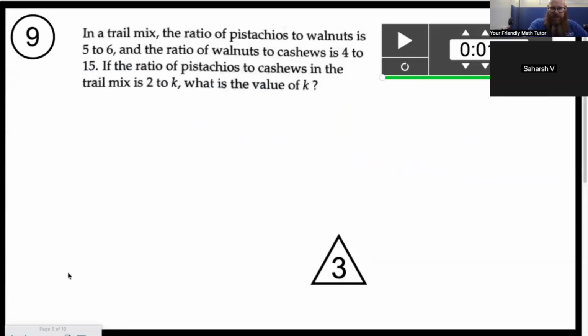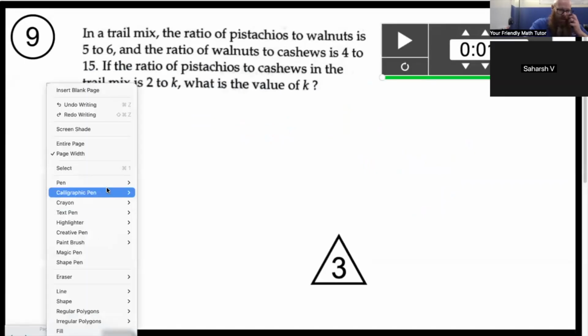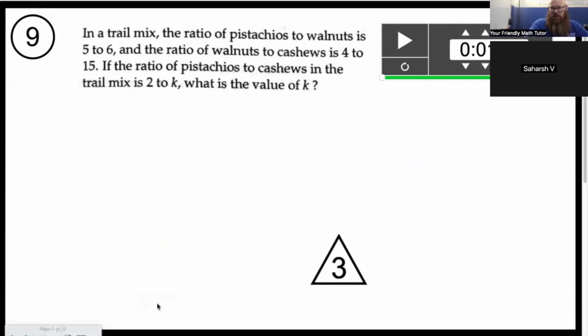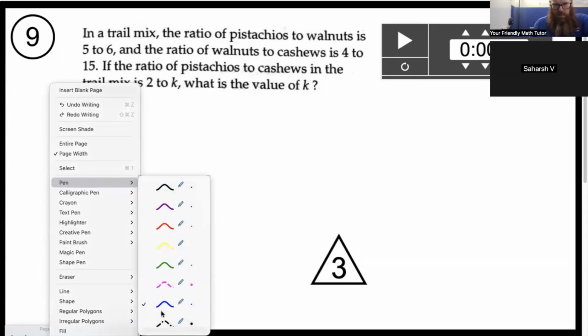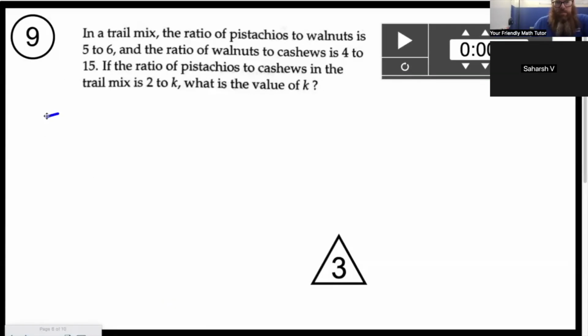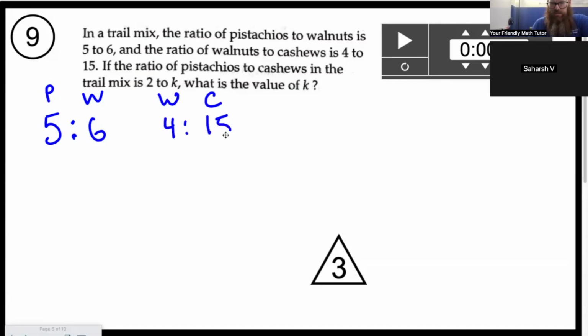Okay, so then the last kind of topic we're going to go through is in the same domain, but it's just ratios and proportions. So again, try this one. Okay, so this one, I'm going to look at it like this. So if my ratio of pistachios to walnuts is 5 to 6, and then I have a ratio of walnuts to cashews of 4 to 15.